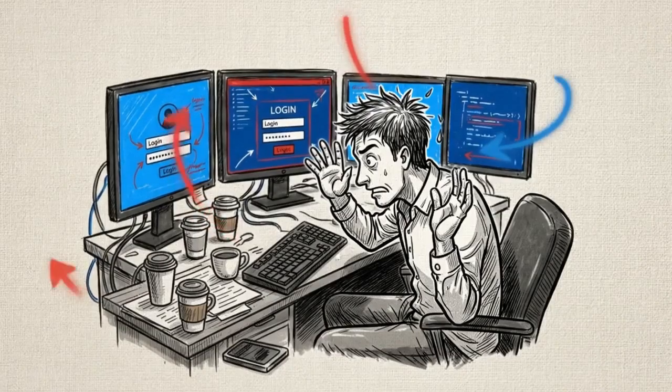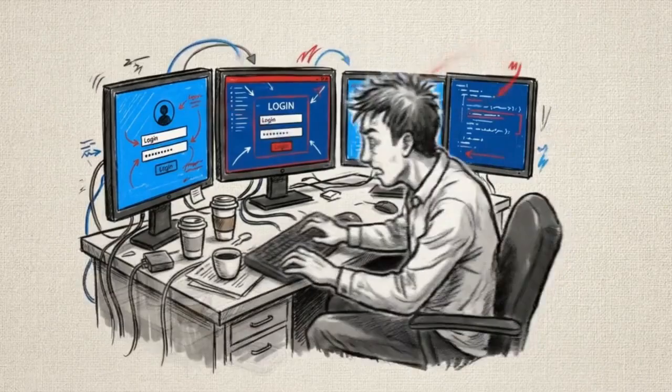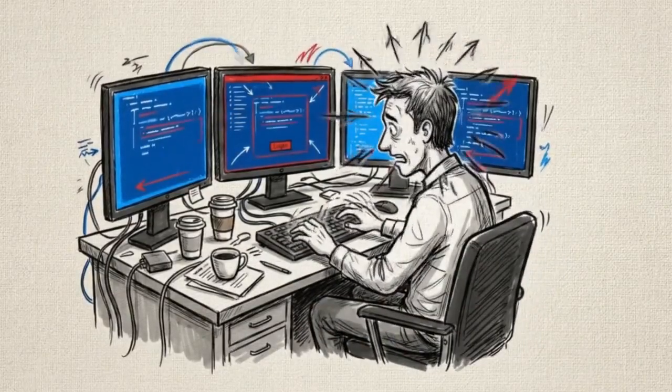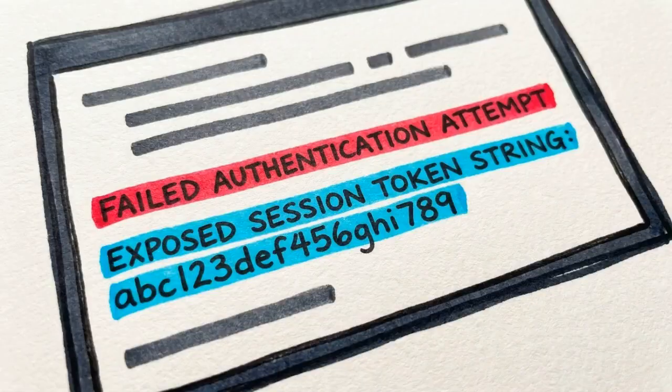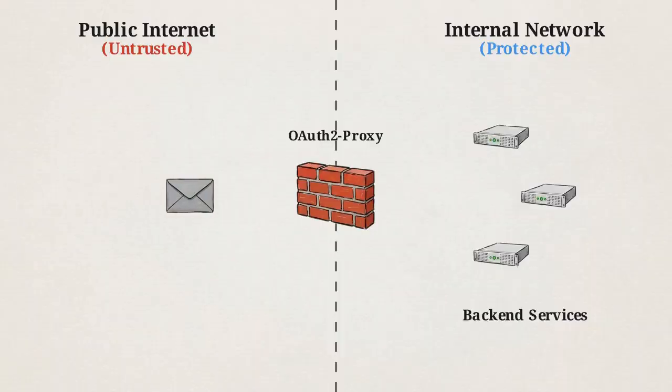When developers are forced to write custom authentication logic for every internal dashboard and microservice, the security posture becomes fragmented. These fragile connections often lead to inconsistent session management and eventual token leakage. OAuth2 Proxy addresses this by acting as a centralized enforcement point at the network ingress layer, intercepting traffic before it can reach your underlying services.